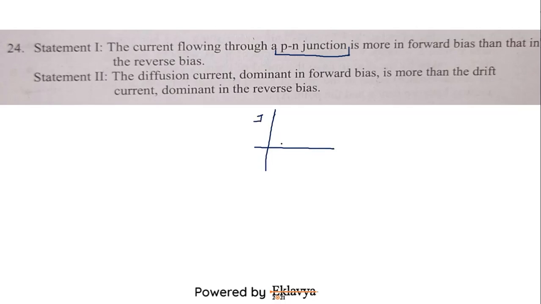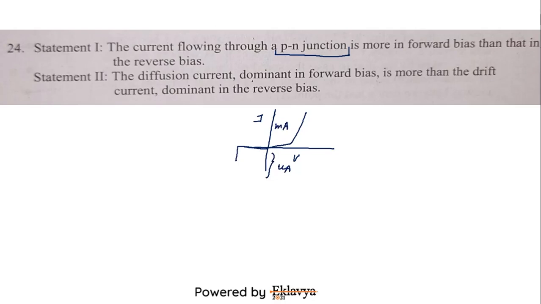Like we draw current along with the applied voltage, and we get a graph like this. And in the reverse bias, the scale goes in microamperes, whereas this scale works in milliamperes. So yes, the current that flows in reverse bias is pretty small.